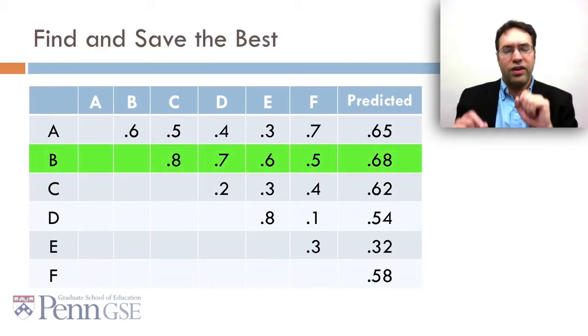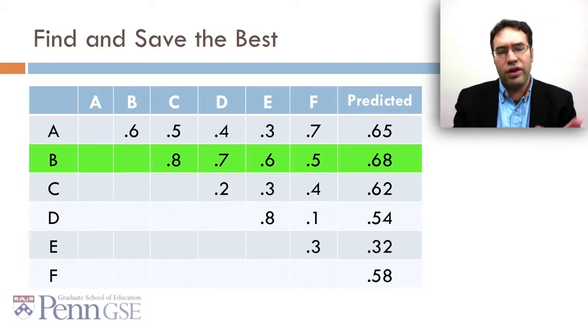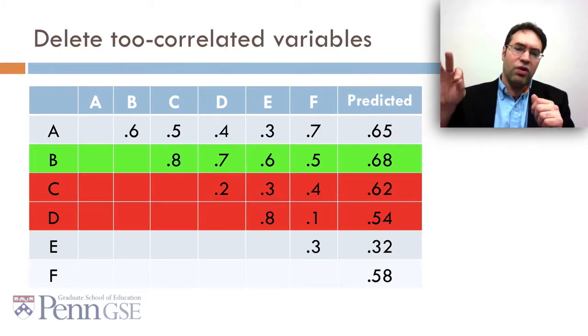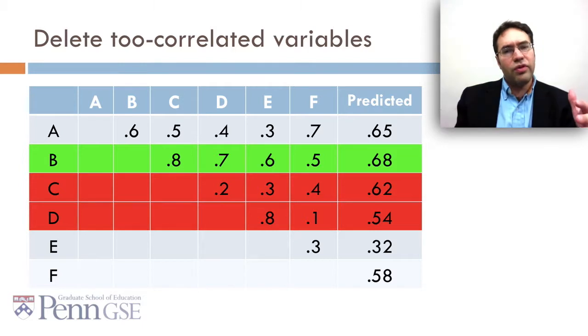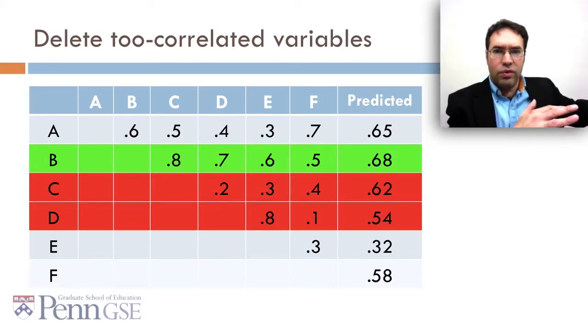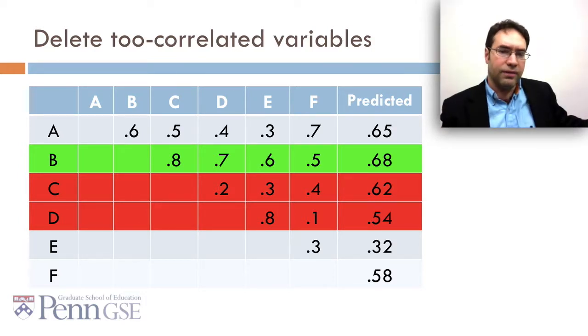First, we're going to find and save the best. That turns out to be b. b has a correlation with the predicted variable of 0.68, which is better than any of the other variables. Then we're going to take the variables that are too correlated, in this case c and d. c and b correlate at 0.8, and c and d correlate at 0.7. None of the other ones are above 0.65. So we're going to take c and d, and they're gone. We're done with them. We're never going to look at them again. We've saved b, we've thrown out c and d.